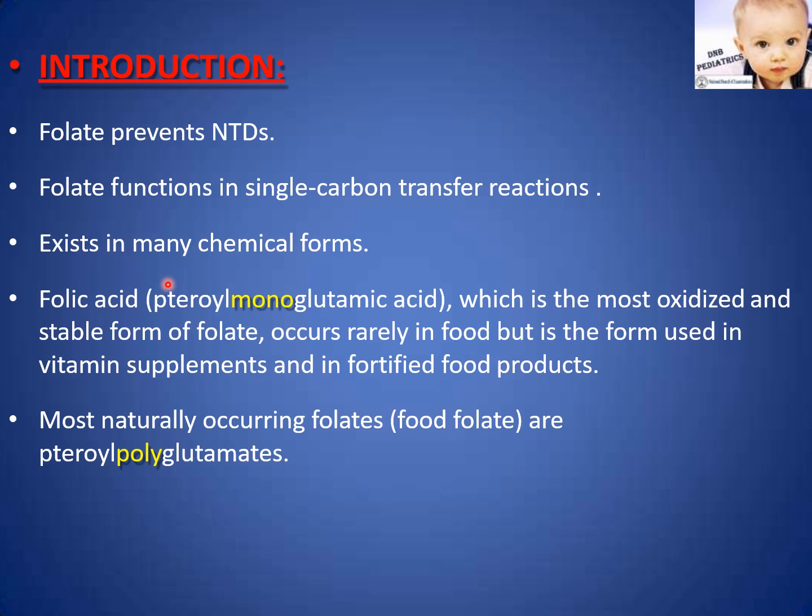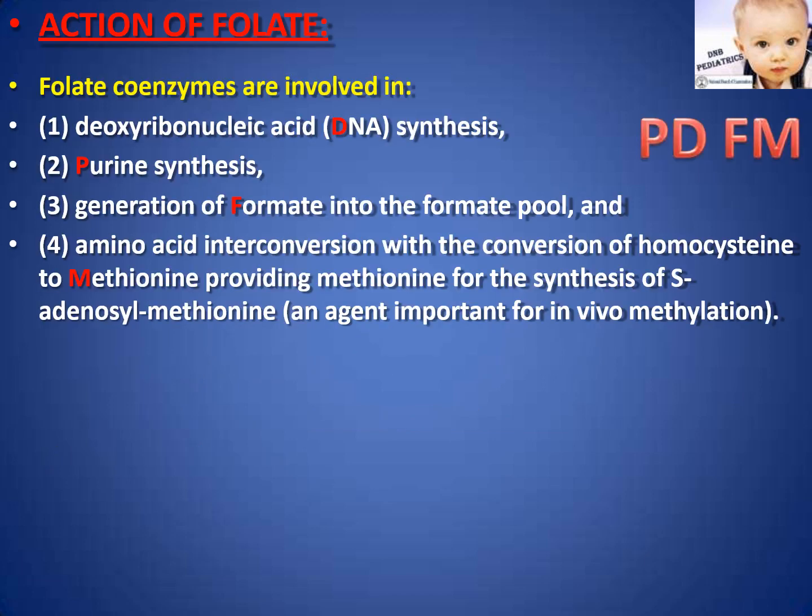And this folic acid or folate exists in many forms. Folic acid, the primary form, pteroyl monoglutamic acid, is the most oxidized and stable form of folate, but it is rarely available in food products. It is available in vitamin supplements and in fortified food products. In natural food, it is very little. The second form available is food folate, that is pteroyl polyglutamates. Now let us see the connection of folate and the neural tube defects.